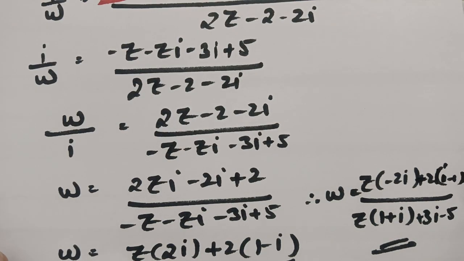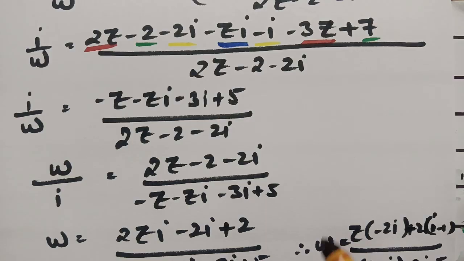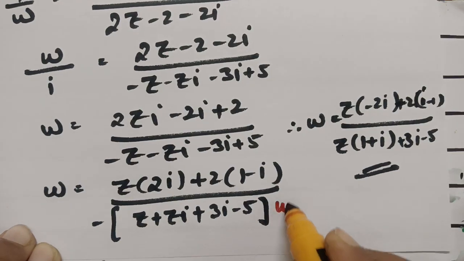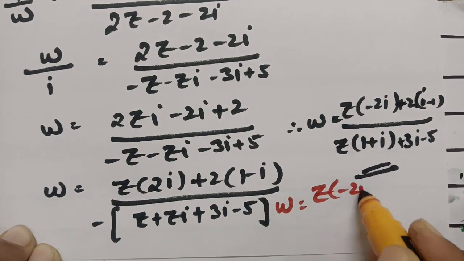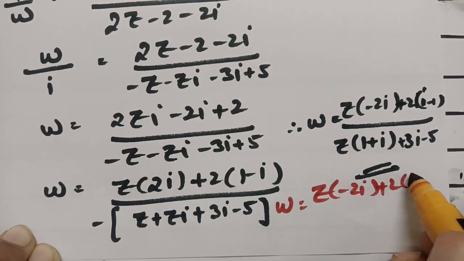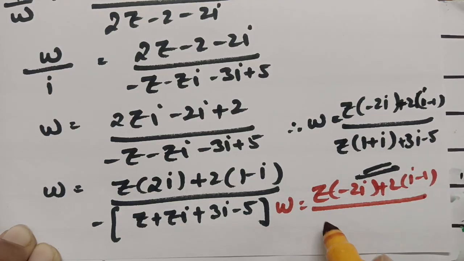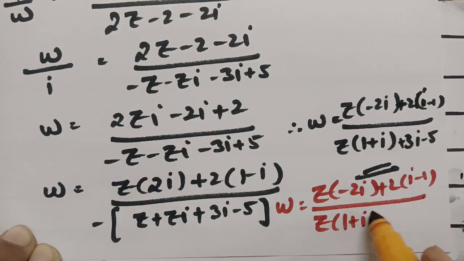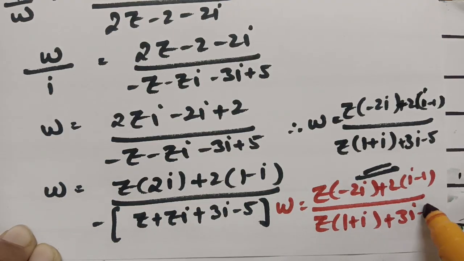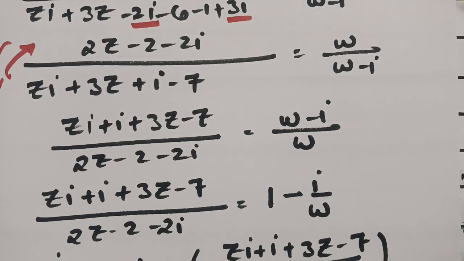And here is another question which is also very important. Therefore, I am clearly writing the W value as z times (minus 2i plus 2 times (i minus 1)) divided by z times (1 plus i plus 3i minus 5). So this is the solution here, and this is also very important.